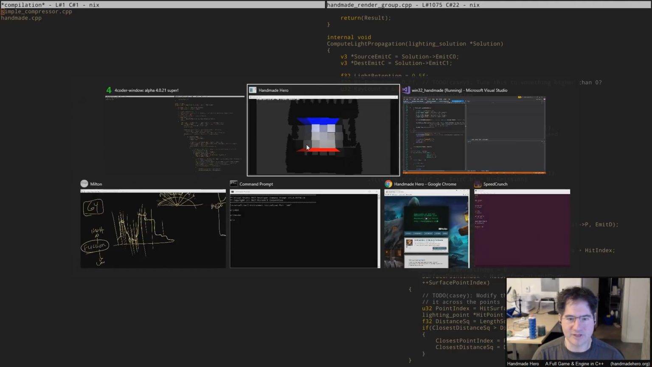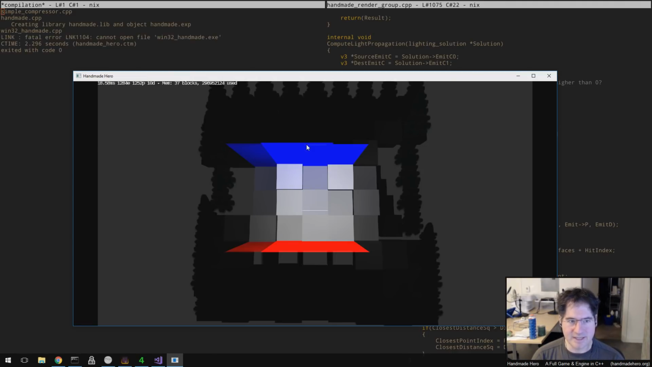Now compare and contrast that with the much less accurate version that we had before, where we were only sending out 64 samples, right? Now, same exact position, same exact scene. Let's run it again. I mean, look at how much that lighting is changing, right?